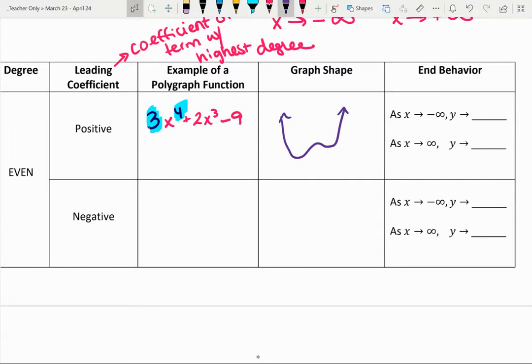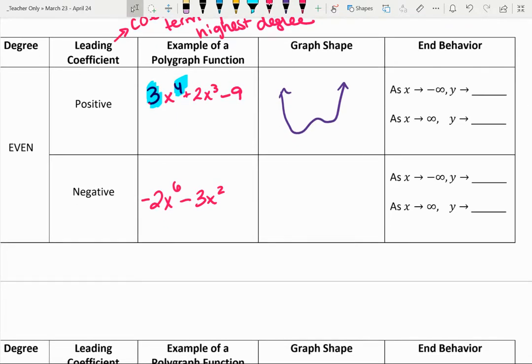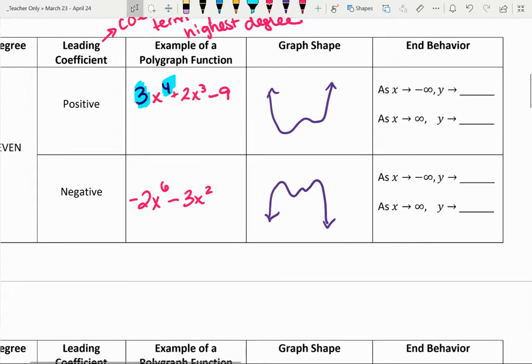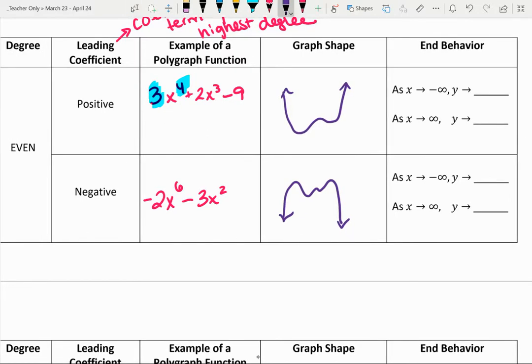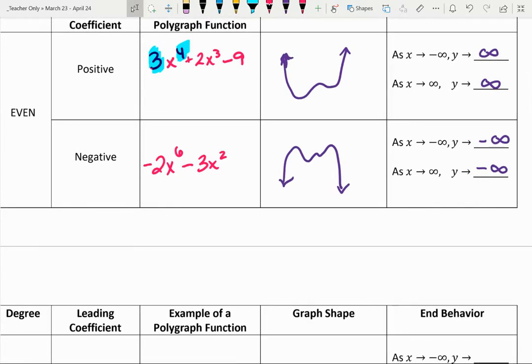If we have a negative leading coefficient, so something like negative 2x to the sixth minus 3x squared, again, we have an even degree but a negative leading coefficient. That graph will open downwards. And one way to keep this in mind is that if it's an even degree, the end behavior is going to be the same on both sides. So either the y values will both approach infinity or they will both approach negative infinity. So even, balanced, same on both sides.